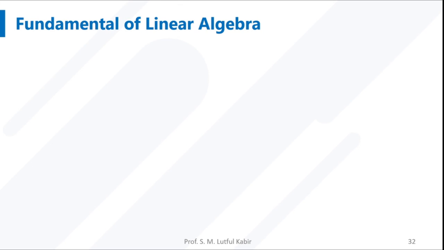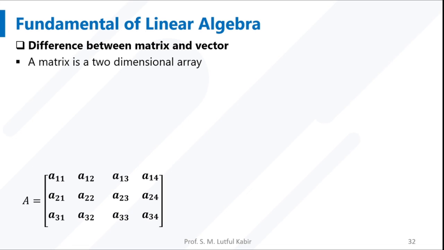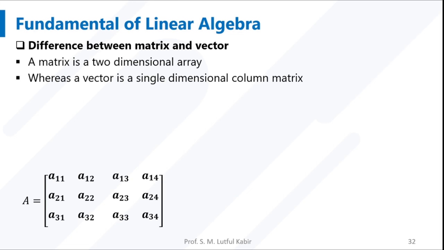Now let us discuss some fundamental points of linear algebra related to matrix and vector. First of all, you have noticed the difference between matrix and vector. A matrix is a two-dimensional array like this one, A equal to A11, A12, A13, etc. So these are two-dimensional, row and column both are present. In case of a vector, it's a single dimensional column matrix. You can call this also a matrix, but normally when it is a single column, then we call it a vector.